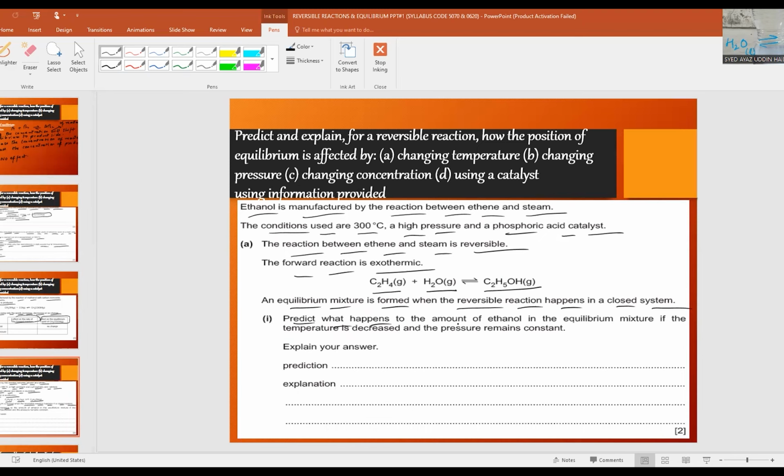Predict what happens to the amount of ethanol in the equilibrium mixture if the temperature is decreased and the pressure remains constant. Explain your answer. You have to give prediction, then give explanation.